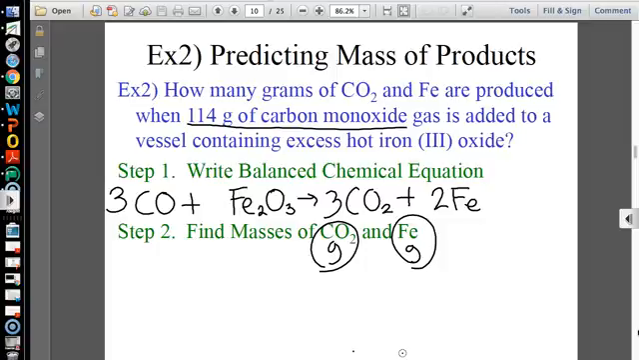Carbon dioxide on this hand, carbon monoxide on this hand to solve for iron. Okay? I'm going to work out the carbon dioxide one all the way through, and then I'm going to let you try the iron one. So I'm going to start with 114 grams of carbon monoxide. Please notice I'm writing down the elements. So I'm here on this middle finger for grams. I'm going to moles of carbon monoxide.